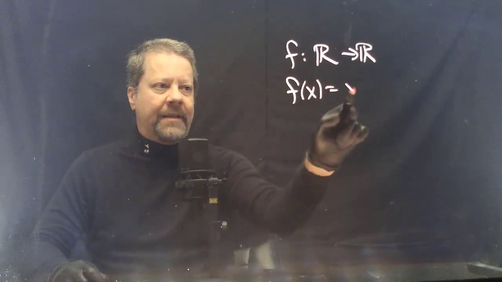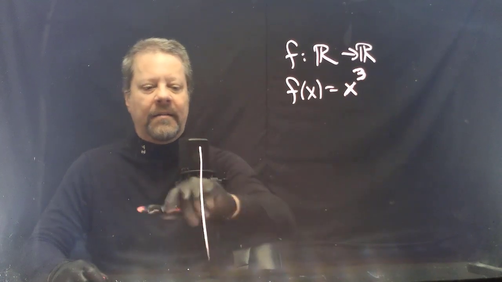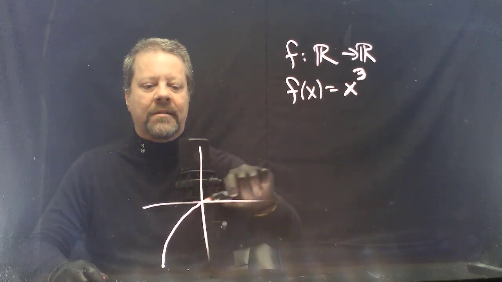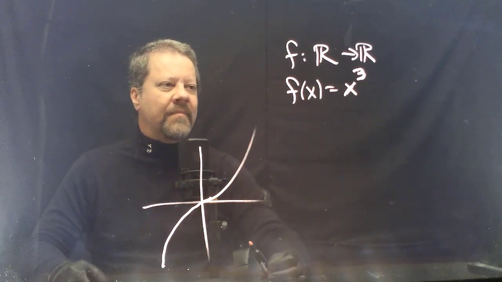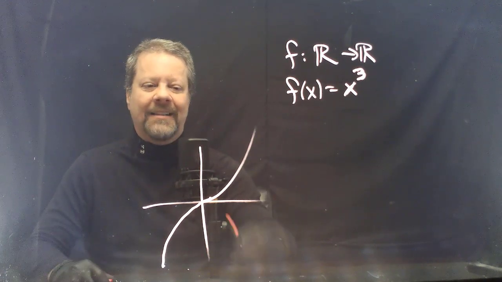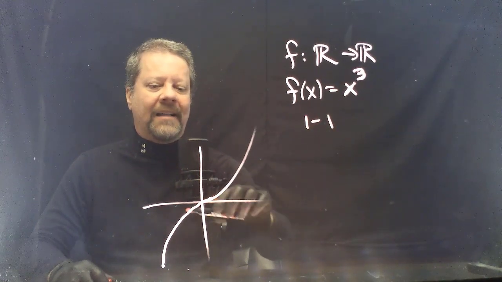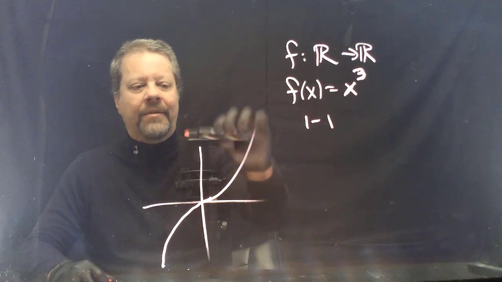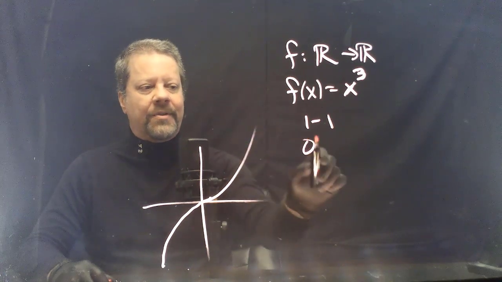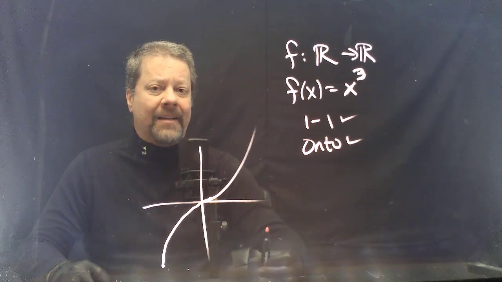If you consider f mapping R into R defined by f of x equals x cubed, then this thing looks like this more or less. It satisfies the vertical line test, so it's a function, and it satisfies the horizontal line test, so it's 1 to 1. And it maps onto all y values. Every y value is hit, so it is also onto. It's both an injection and a surjection.